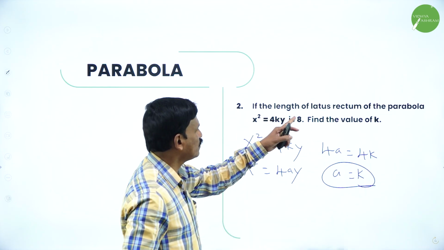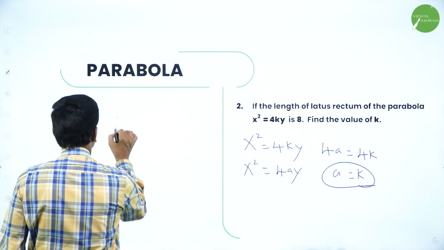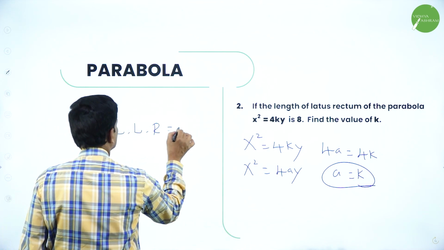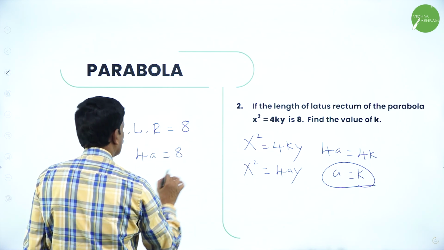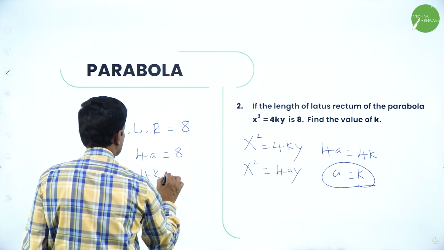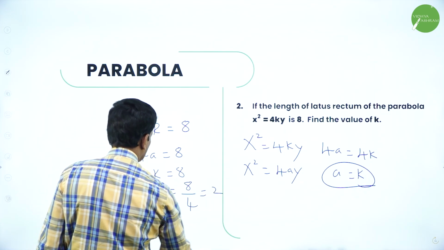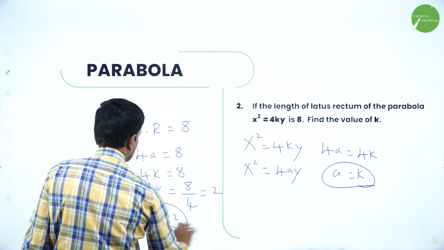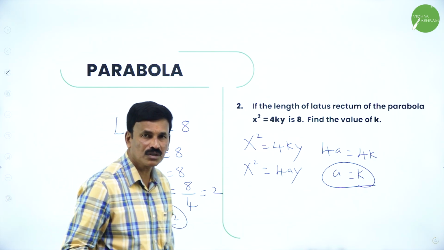Now, the length of latus rectum of the parabola is 8. So what is given? Length of latus rectum is equal to 8. That means 4a is equal to 8. So 4 into a, that is k, is equal to 8. Therefore k is equal to 8 by 4, that's equal to 2. The value of k is equal to 2. That's it. Value of k is 2. Hope you followed. Okay, 1 mark.